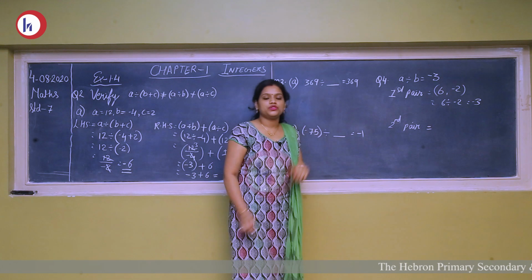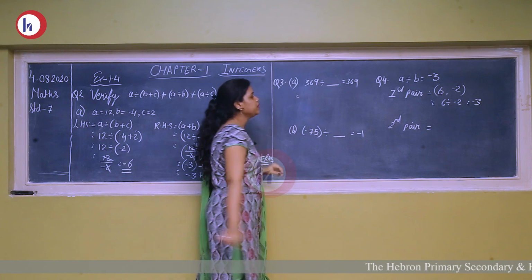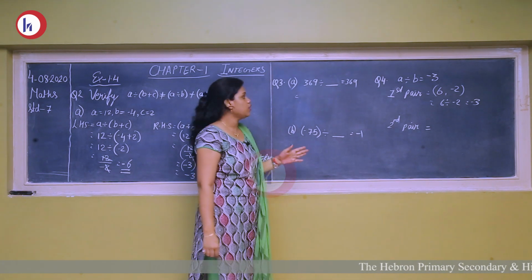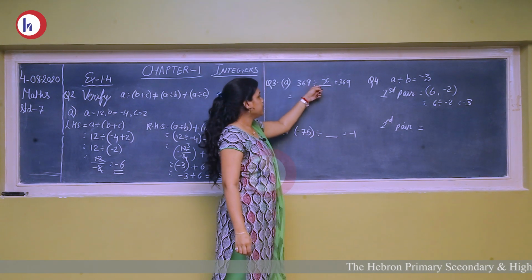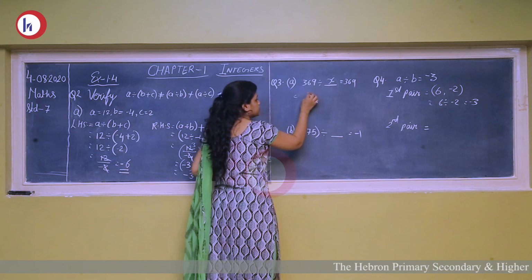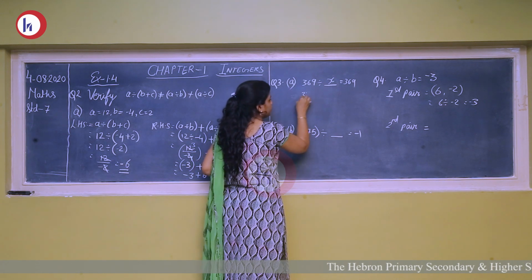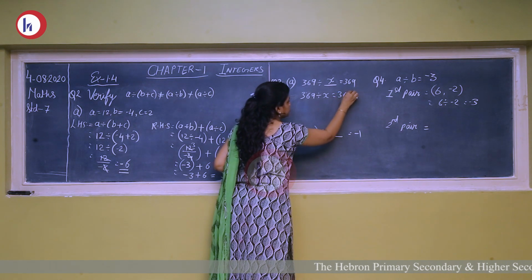Coming to question number 3. Question number 3 is fill in the blanks. Here some blank space is given and you have to complete the sum. Whenever a digit is not given to you, you can take it as x. So 369 divided by x will give you 369. Here we are going to find x. So let's start with 369 divided by x is giving 369.